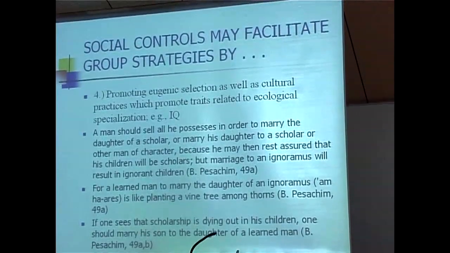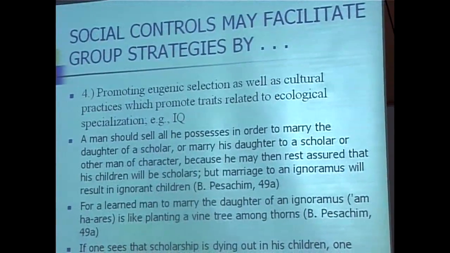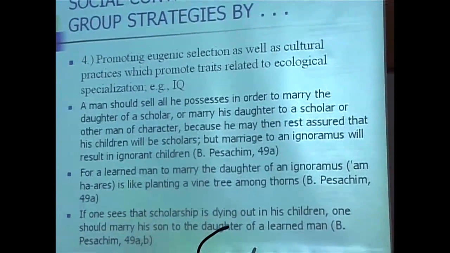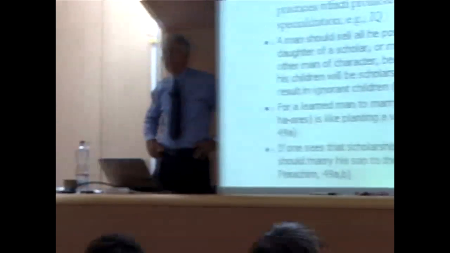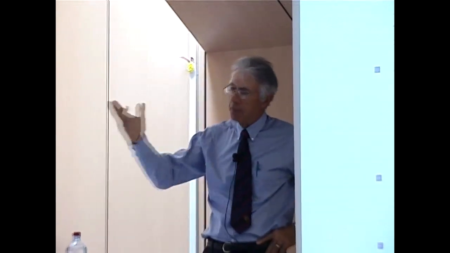So these are some quotations from the Talmud. A man should sell all his possessions in order to marry the daughter of a scholar, or marry his daughter to a scholar or other man of character, because he may then rest assured that his children will be scholars. But marriage to an ignoramus, which is a fool, will result in ignorant children. For a learned man to marry a daughter of an ignoramus is like planting a vine among thorns. One sees that scholarship is dying out in his children.